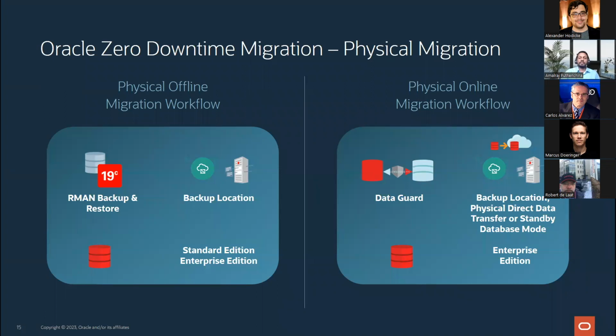But for the online physical migration, things are a little bit different because it uses Data Guard. So you need Enterprise Edition to do online physical migration. If you are going to do a migration from a Standard Edition, you cannot do a physical online migration. This is important. Apart from using the backup location, you can have another method of transporting the data between the source and target database. In this case, you can have direct data transfer, or even standby or other methods. But this is only for Enterprise Edition.